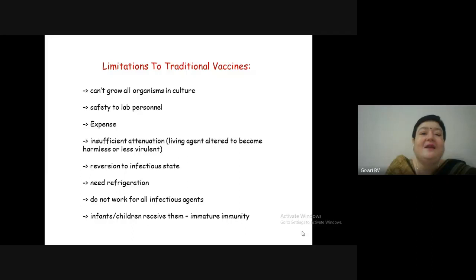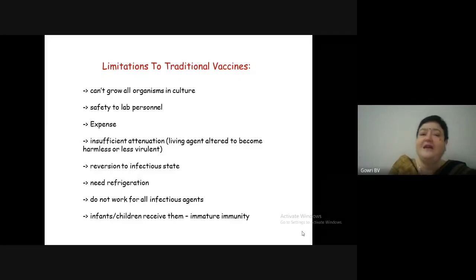So what are the limitations of traditional vaccines? A very important 2-mark question again. Why did we go in for new generation vaccines? What limitations of traditional vaccines could we find? The first limitation is that we cannot grow all organisms in culture. Viruses cannot be cultivated in an artificial medium. There are certain bacterial cells you cannot grow either, and you need an animal model for their growth. So you cannot grow all the organisms in culture.